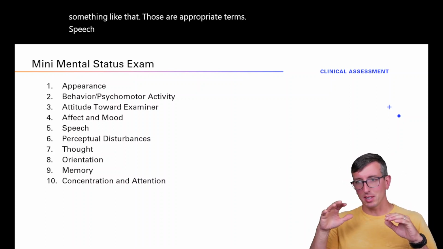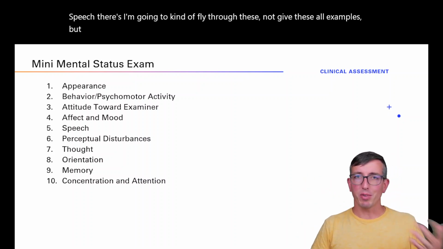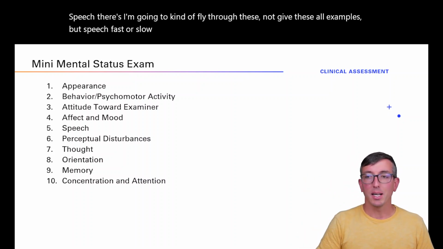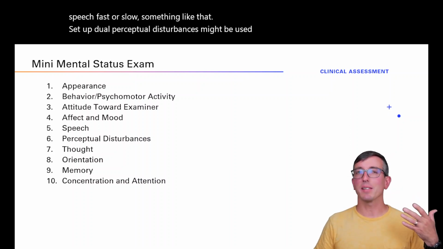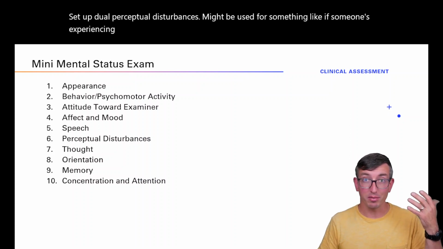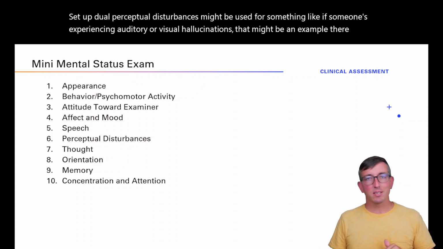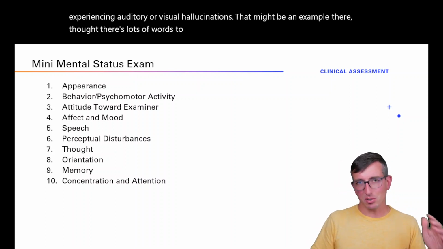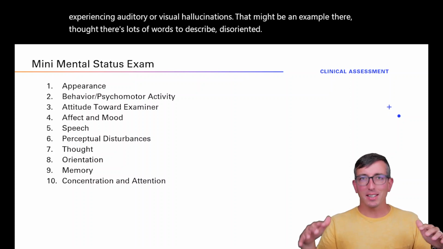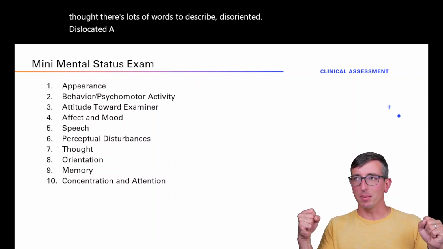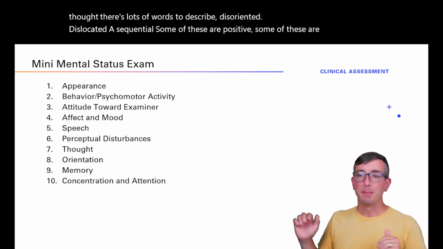Speech, I'm going to fly through these, not give examples for all, but speech, fast or slow, something like that. Perceptual disturbances might be used if someone's experiencing auditory or visual hallucinations. Thought, there's lots of words to describe it: disoriented, dislocated, sequential. Some of these are positive, some of these are negative words.